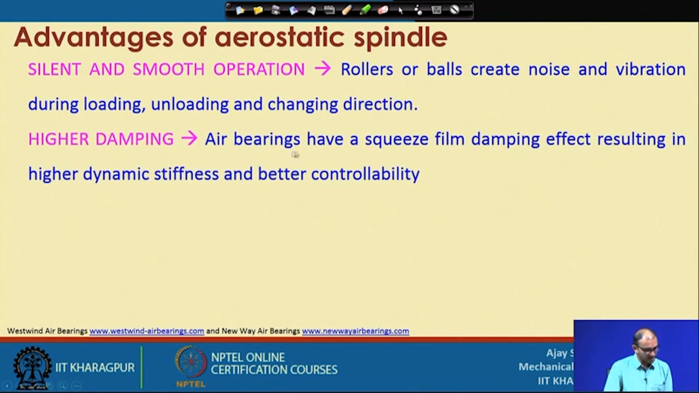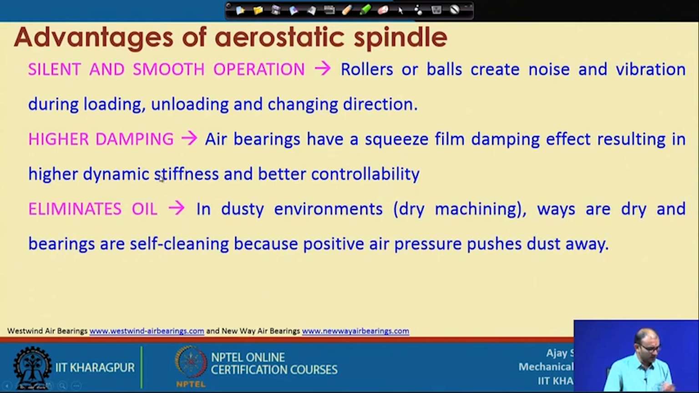Higher damping: the air bearings have the squeeze film damping effect, resulting in higher dynamic stiffness and better contractility. That means, we have seen that if there is a variation in the forces, because of that variation, this air bearing will automatically adjust itself and there is no problem in the stiffness. Eliminates oils, because we are not using oil or anything in a dusty environment or dry machining. When you do not use oil, very many times very fine particles are spreading all over the machine surface as well as around the machine part.